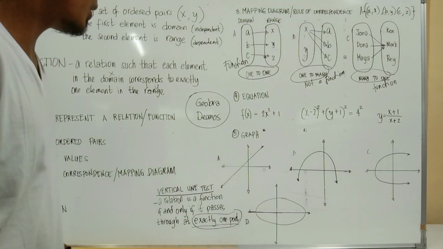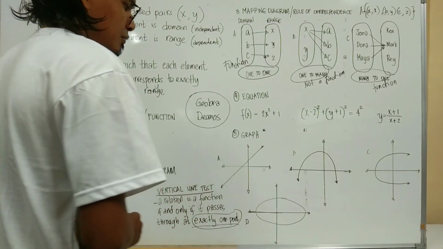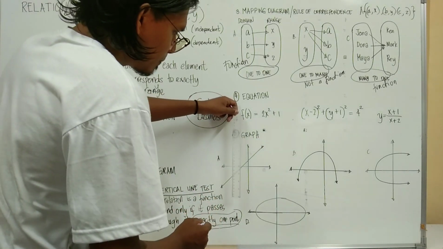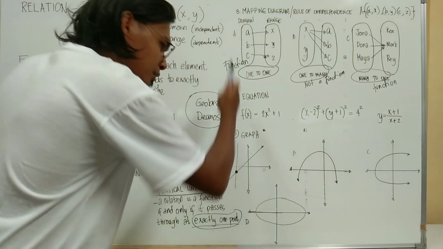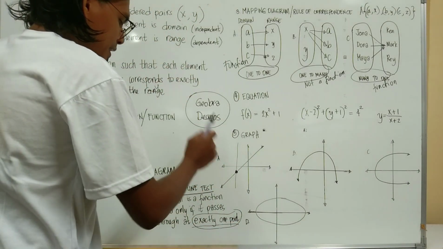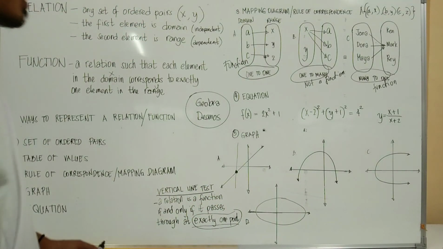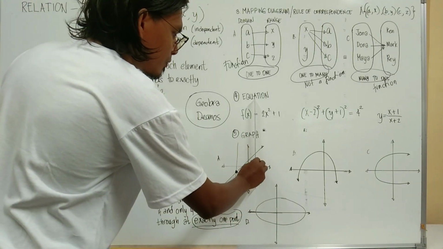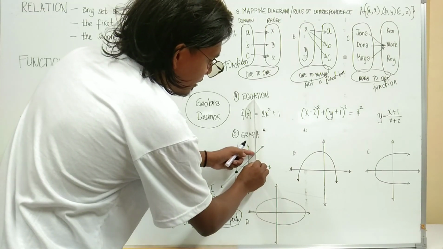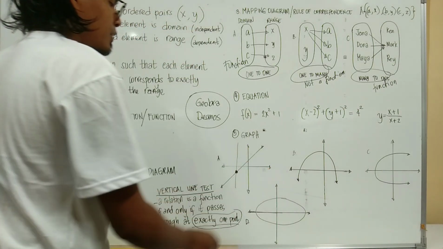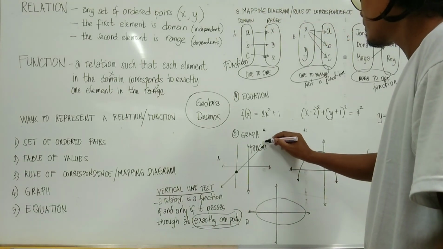Okay, let us proceed to example letter A. So the graph of your function is a line. If we put a vertical line here, we can see that it passes through exactly one point. Okay, if we put a vertical line here, you can see that it will pass through exactly one point. So letter A is a function.